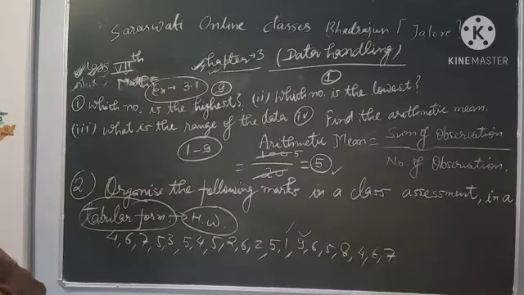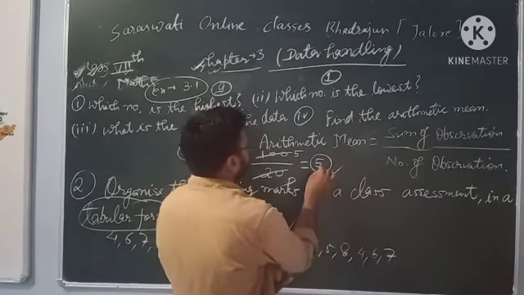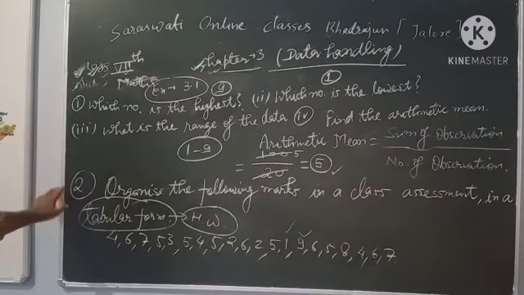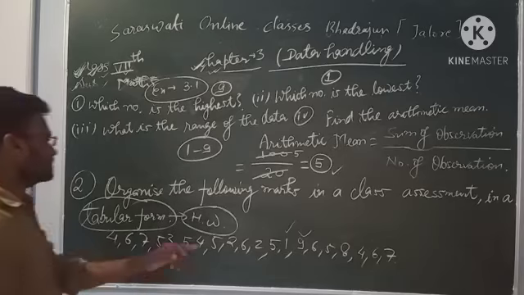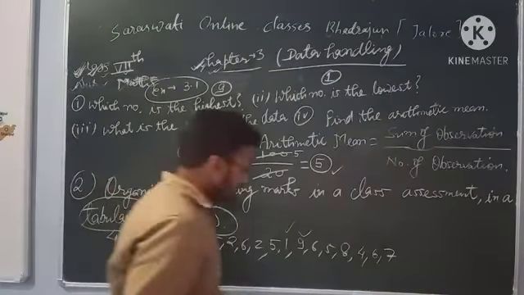Now we have found the arithmetic mean and evaluated it. Good. Now what we'll do is go for our first one. The question given was: organize the following marks in a class assessment in a tabular form. We have to organize this data in tabular form, and for that we will rub this and make a table.